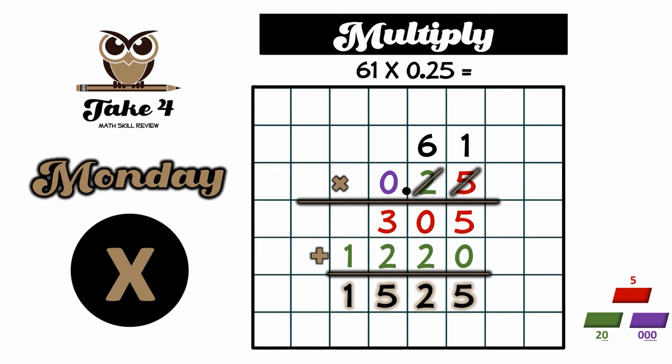To place the decimal point, we need to count the number of decimal places in our multiplication problem. 61 does not have any decimal places. 25 hundredths has 2 decimal places. This means there will be a total of 2 decimal places in our problem. Our final answer is 15 and 25 hundredths.